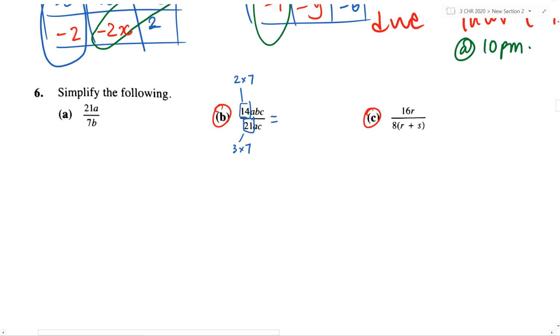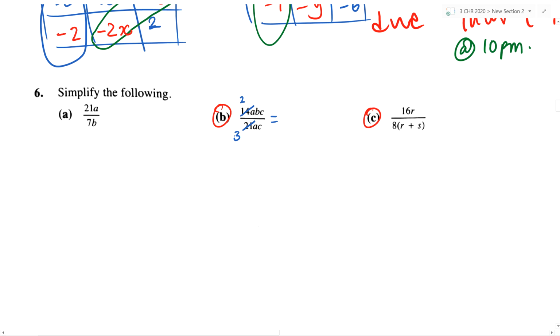So if I were to divide 14 by 7, I'll be left with 2. If I divide 21 by 7, I'm left with 3. So the numerator on top will be a value of 2 multiplied by a, multiplied by b, multiplied by c. In the denominator, we have 3 multiplied by a, multiplied by c. So to make things neater, we just cancel this, divide by 7, left with 2, divide by 7, left with 3.